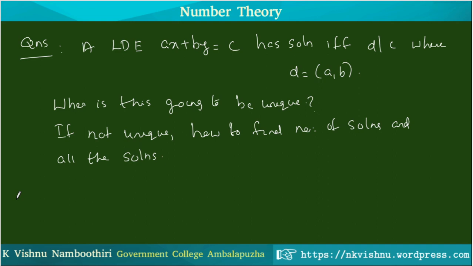We know that there is a necessary and sufficient condition for the solution to exist. That is, for ax plus by is equal to c, the GCD of a and b must divide c for the solution to exist. And when the GCD of a and b divides c, definitely the solution exists. Next, when is the solution going to be unique? And if the solution is not unique, how to find the number of solutions and all the solutions? These are the two questions we are going to completely settle now.